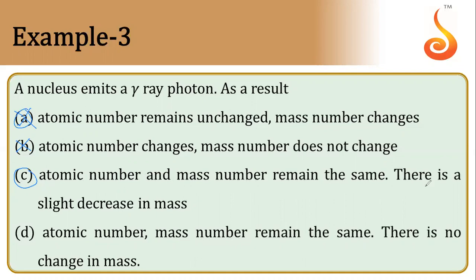Here also, it is telling that atomic number and mass number remain same. Next is there is a slight decrease in mass, and here it is no change in mass. Now, whenever some photon is being emitted, the photon will also carry a certain amount of energy, meaning some mass has been converted into energy. So when some mass has been converted into energy, it means there will be a decrease in mass. So our option C should be correct.